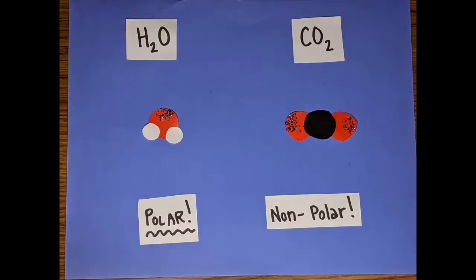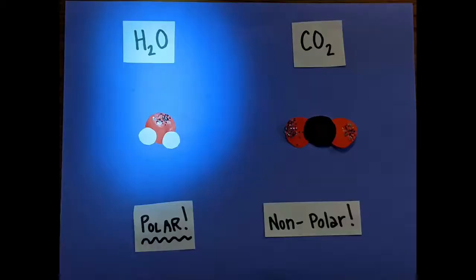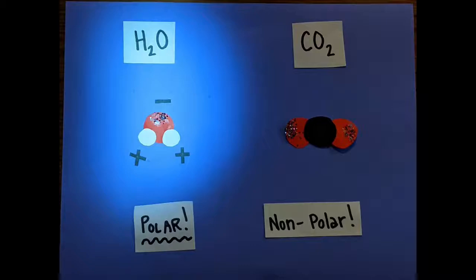Here's another way of visualizing this. In these two molecules that I've made, I added sparkles to show where the electron density is. For the water molecule, there's more sparkles or more electron density around the oxygen atom, making the oxygen atom slightly negatively charged. And then the hydrogen side of the molecule is slightly positively charged because those electrons are pulled away from the hydrogen atoms. And so the water molecule, when you zoom out, looks kind of like a little battery where one side is positively charged and the other side is negatively charged.